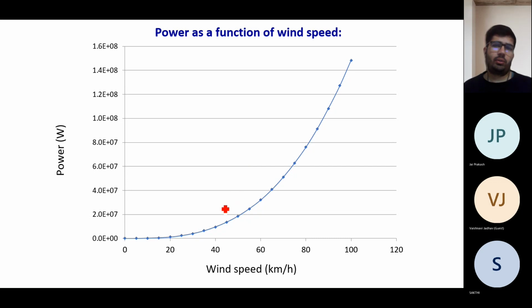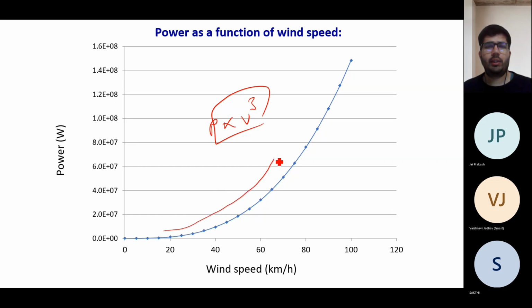So the graph of power versus wind speed will be like this. Power is proportional to V cubed, so you can see the pattern. As the wind speed increases, the power increases in a cubic manner.